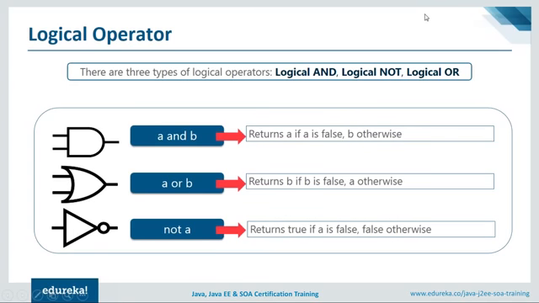You have logical AND, logical NOT, and logical OR. Now, logical NOT is the easiest of all to understand. That is, if a value is true, then logical NOT converts it to false. So it basically just flips the value.